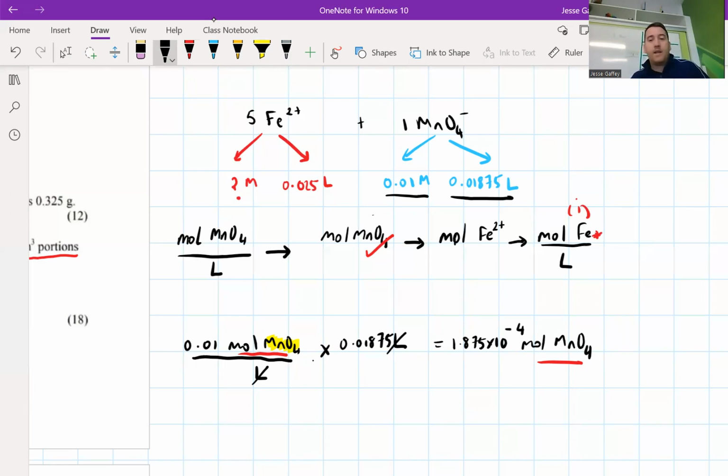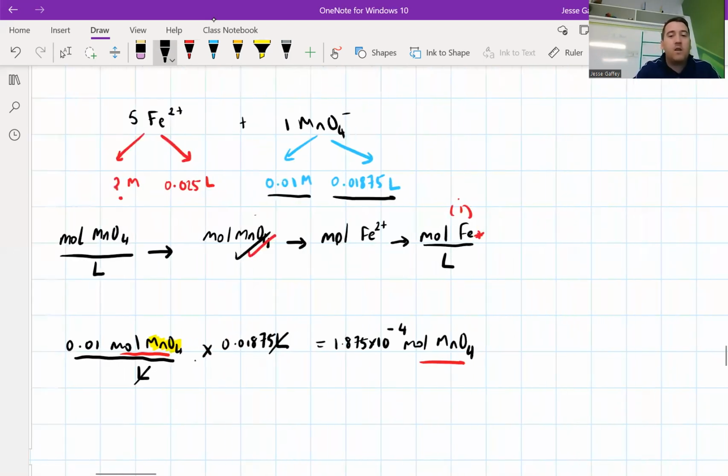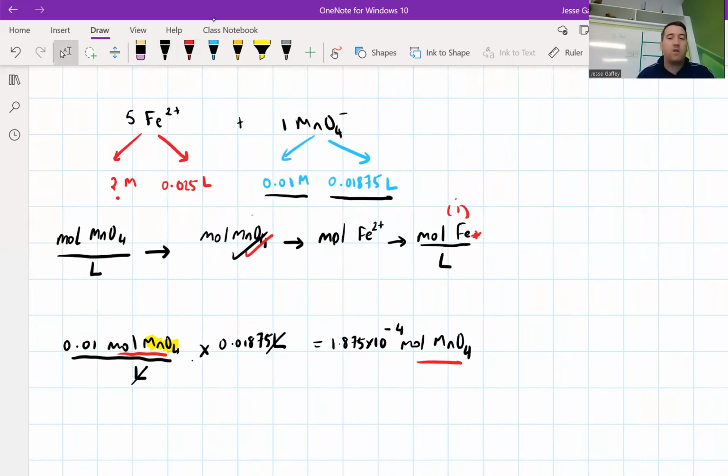All right, and that's moles of MnO4. Okay, so now we're up as far as here. Now what we want to do is find out how many moles of Fe that would have reacted with. So you go ahead, get ahead of me now, do the next step.